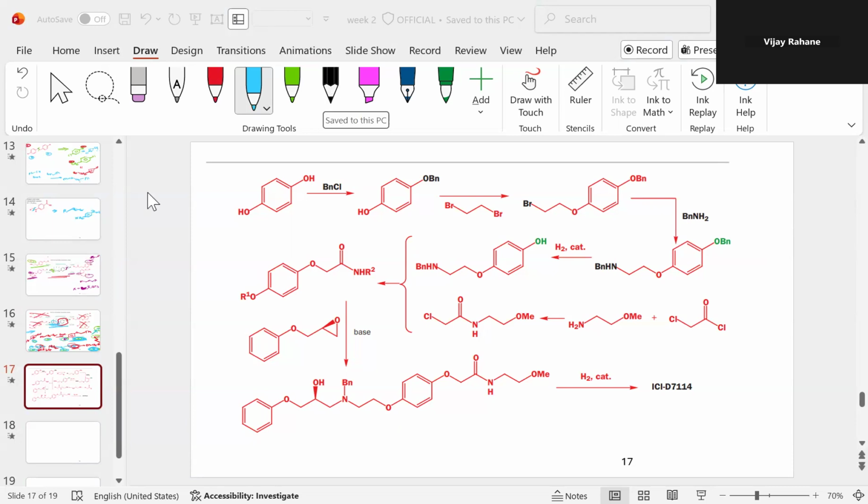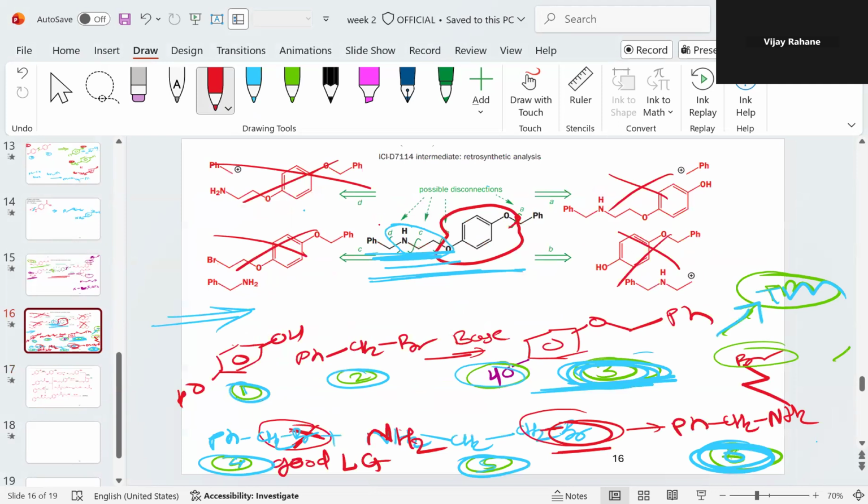Okay, if you have analyzed this slide, you might have noticed some lapses in the previous forward synthesis. What was the lapse? In the first step that we have shown, what was the drawback? If you directly couple this one, we have to add selectively one equivalent of this PhCH2Br. Otherwise, this other free hydroxy group can also couple with another PhCH2Br part, and we get the dicoupled product. So that will be a side product in this step.